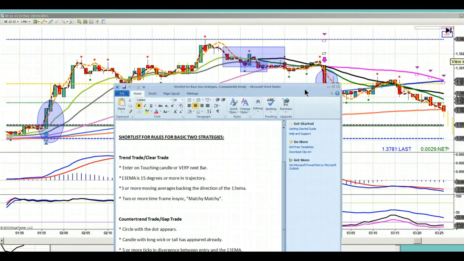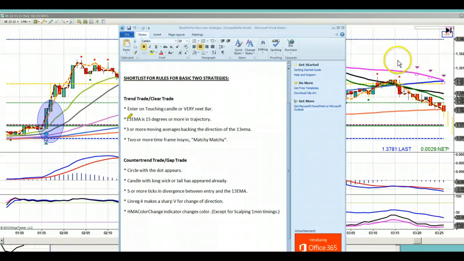Okay, so the next thing that qualifies a clear trade is you must enter on a touching candle or the very next bar. As you can see here, this candle is touching. I can enter my trade on this candle or the very next bar. I could have entered down here as well, because that candle's also touching and the price is clear of 5 moving averages. But let's just say the trend is only developing here. In this particular case, I can still enter on this touching candle or the very next bar.